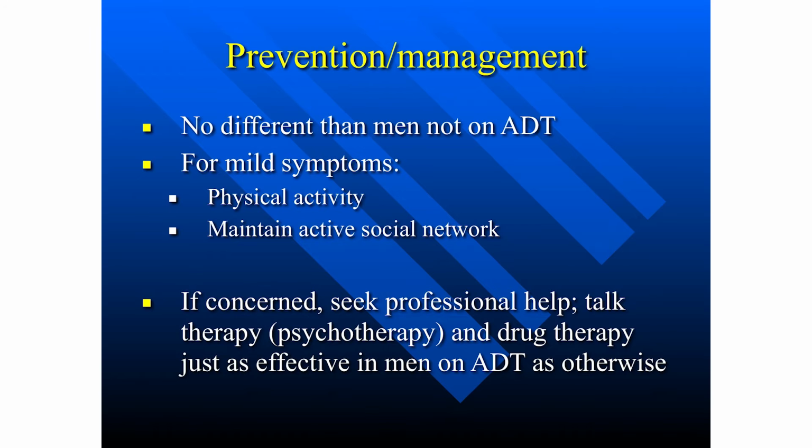And maintaining an active social network and reducing the risk that you have long periods of loneliness. Having a good support network, whether that's family, friends, networks like PCCN or others that you trust and can talk to, is thought to be an important factor to help people feel connected and not alone when they're struggling with a disease like prostate cancer. If people have more intense symptoms and they feel that these are impacting on function, seek professional help, because there is ample evidence that talk therapy or psychotherapy, as well as medications that are used to treat depression in men who don't have cancer, are equally effective in men on ADT. And we have a lot of options to help.